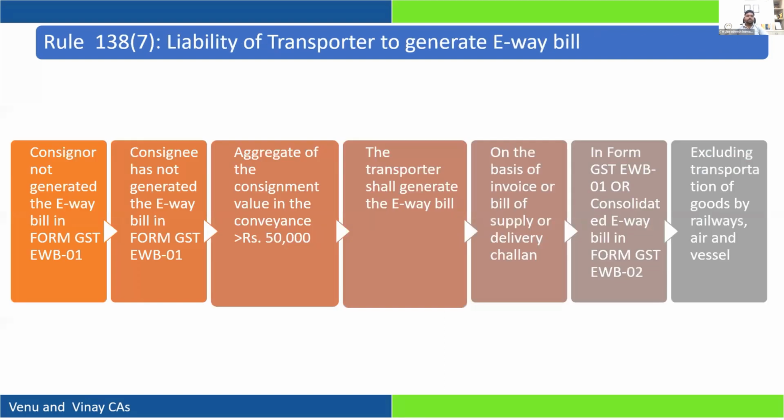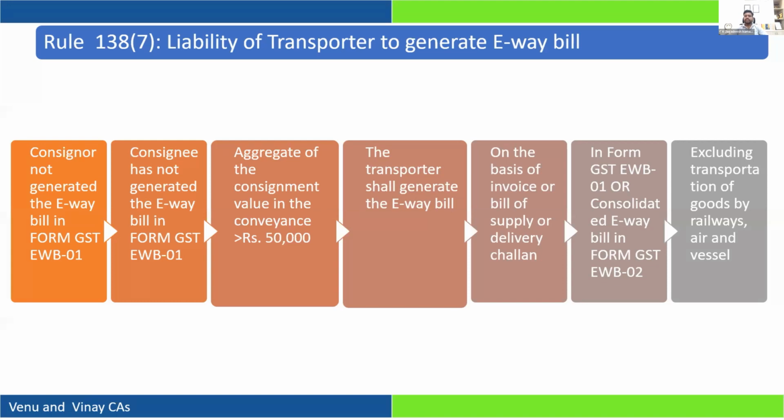Coming to Rule 138, sub-rule 7, the liability of the transporter to generate the e-way bill. The consignor has not generated the e-way bill, and the consignee also has not generated the e-way bill, whereas the aggregate value of the consignment exceeds 50,000. In this case, the transporter is mandatorily required to generate the e-way bill on the basis of the details provided by the consignor or the consignee as the case may be. However, this rule has not yet been notified. So as of now, the transporter is not required to generate the e-way bill, as this rule has not yet been notified.